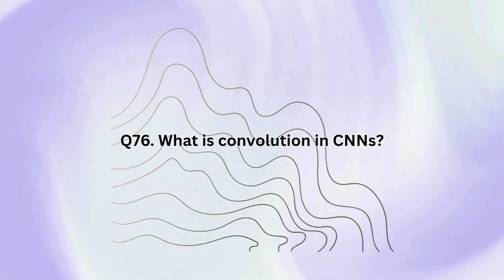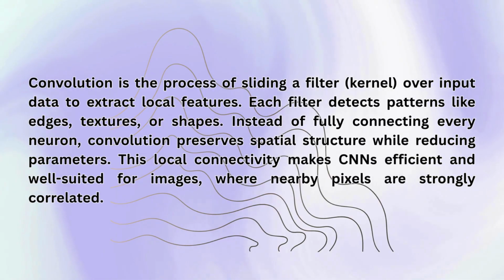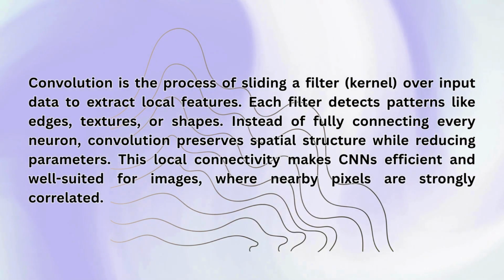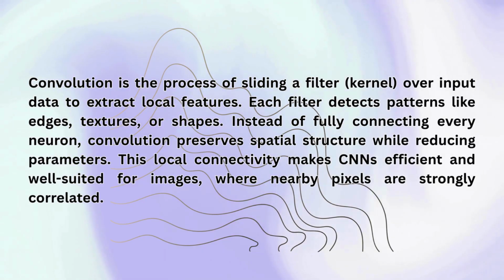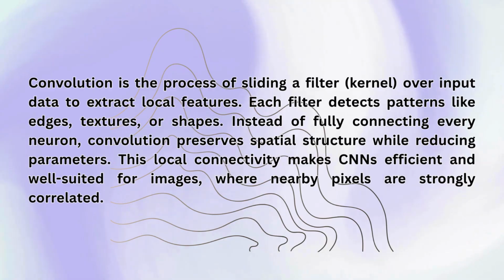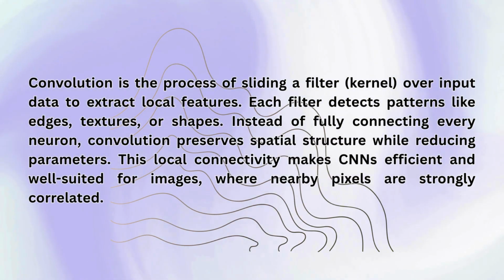What is convolution in CNNs? Convolution is the process of sliding a filter kernel over input data to extract local features. Each filter detects patterns like edges, textures, or shapes. Instead of fully connecting every neuron, convolution preserves spatial structure while reducing parameters. This local connectivity makes CNNs efficient and well-suited for images, where nearby pixels are strongly correlated.